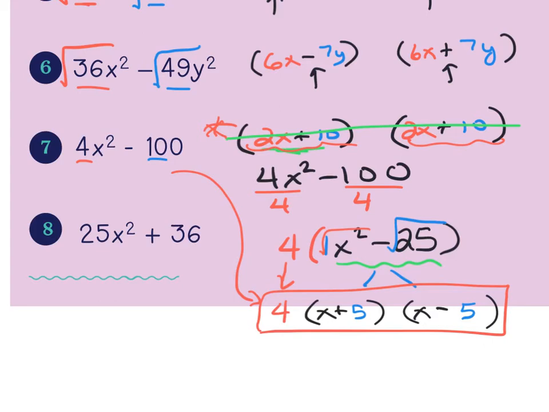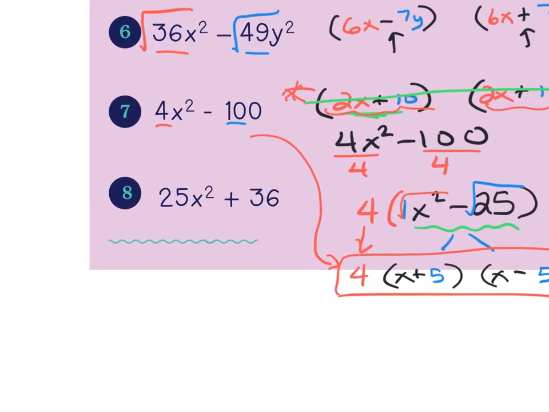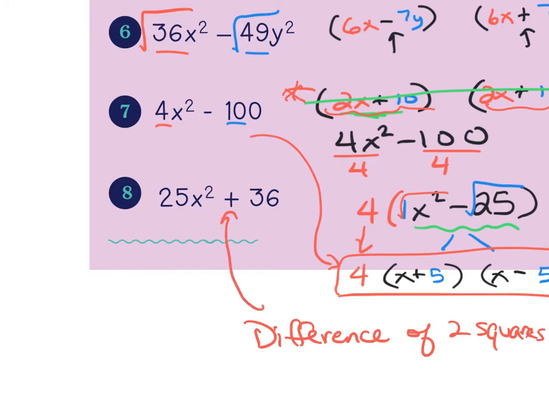The next one. Remember the name of this section. It was called the difference of two squares. Notice this problem has a plus sign. There is no such thing as the sum of two squares. So for this one, you would say cannot factor.